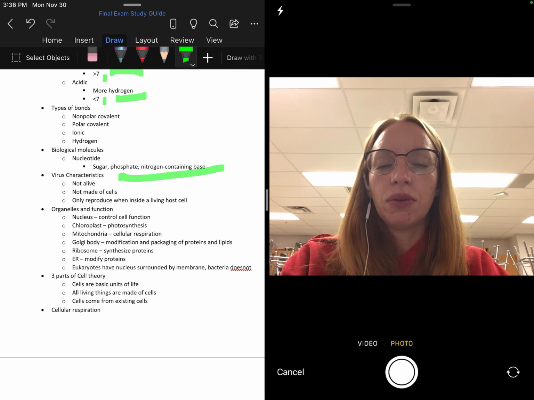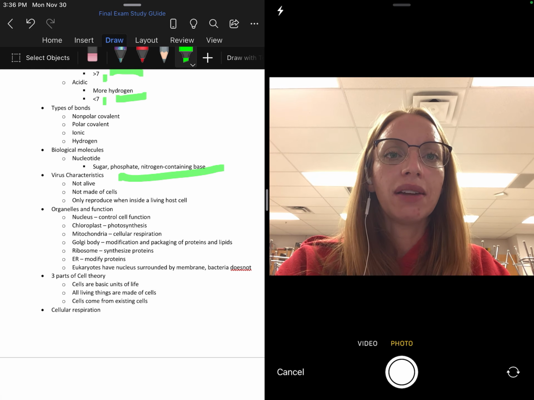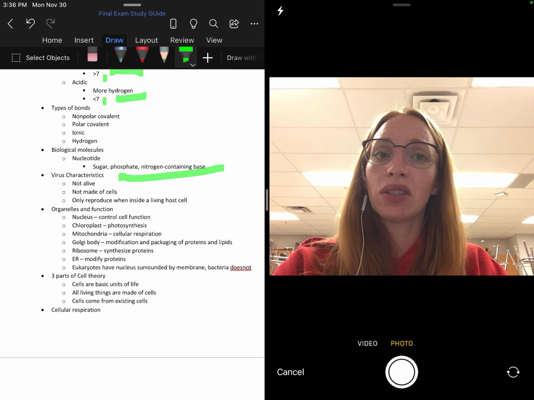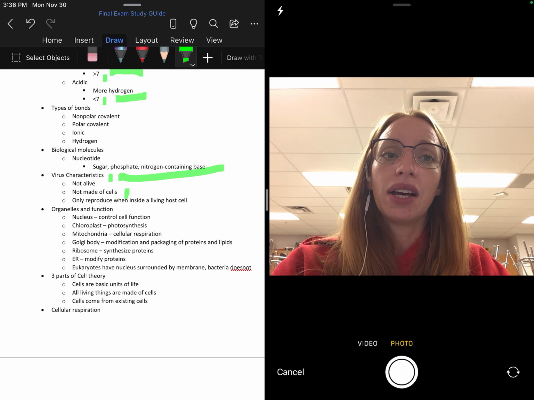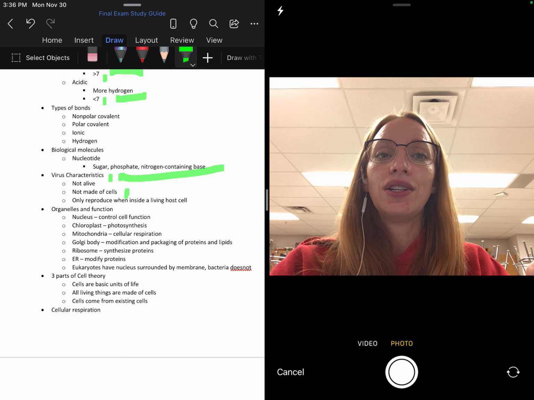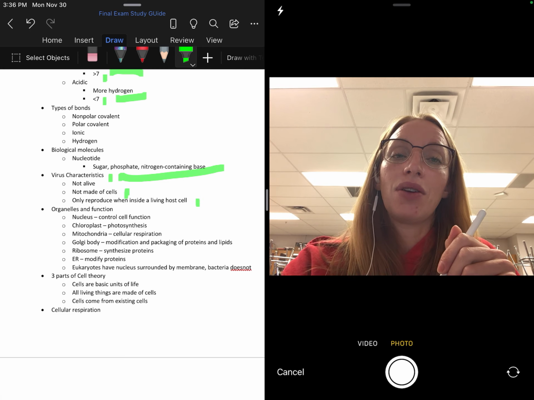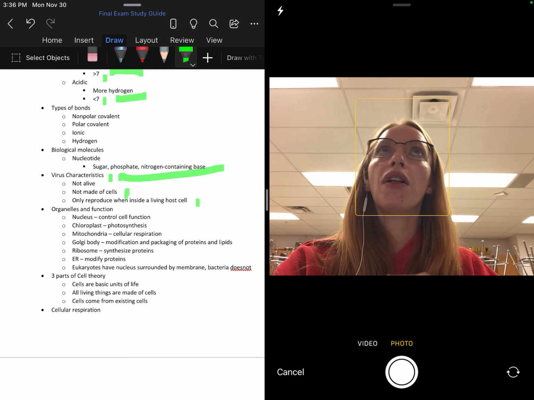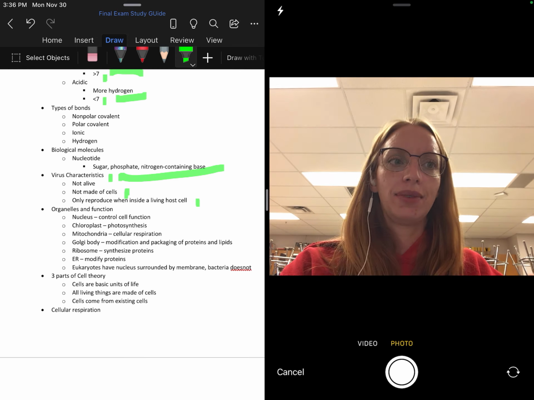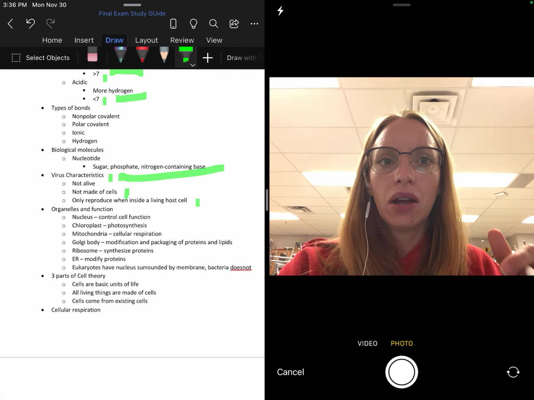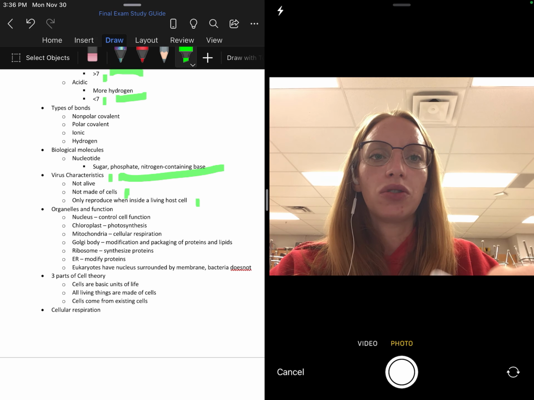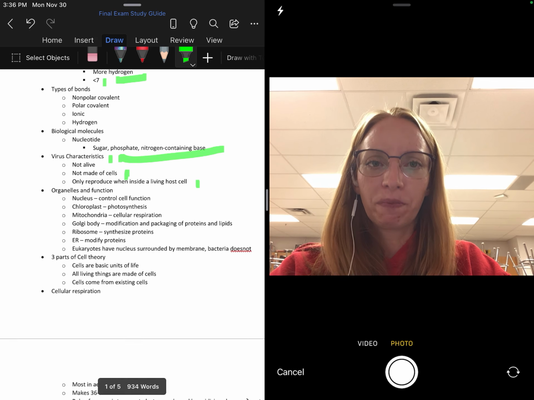Characteristics about viruses. We talked about some, but we didn't go into a whole lot of detail. But viruses are not alive. They are not made of cells, and another fact that you need to know about viruses is they only reproduce when they are inside a living host cell. So your question will be like, all the following are factors of viruses except, and you'll have to pick. And then there's another one about the reproduction one. I think there's 2 or 3 questions about viruses.